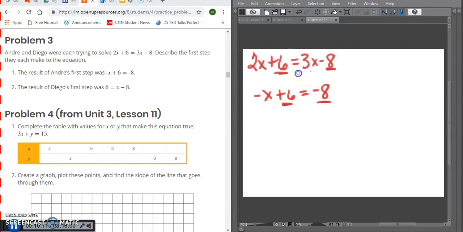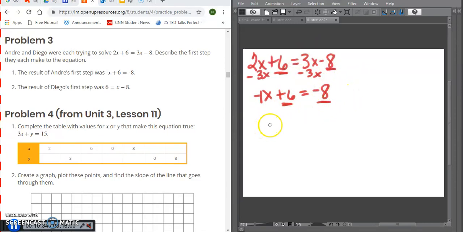Well, Andre subtracted 3x from both sides. And now I got a 2 subtracting a 3. That's going to leave me with a 1. And this 1 is here. You don't have to write it, but it's understood to be here. So you can put it there so you remember that it's there. But that would be negative 1x. So Andre's first step was to subtract 3x.